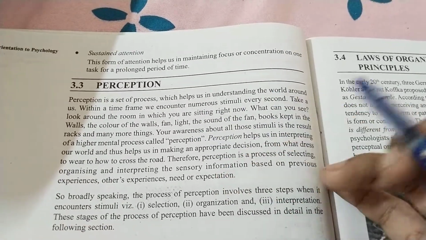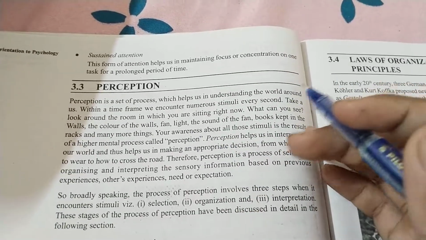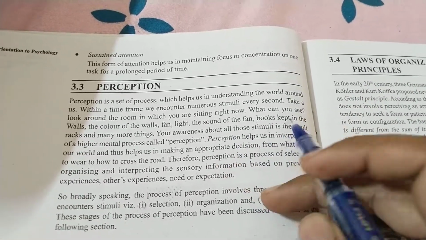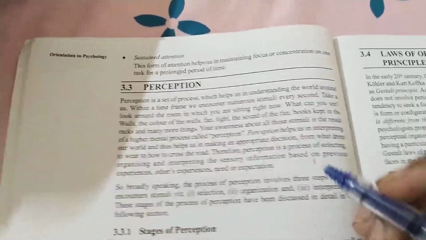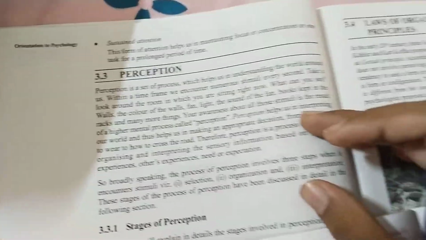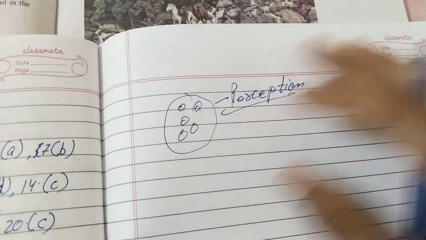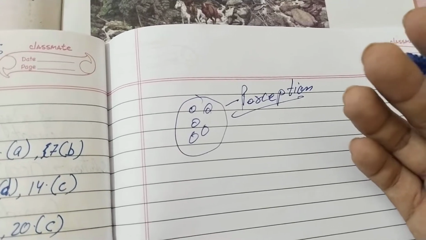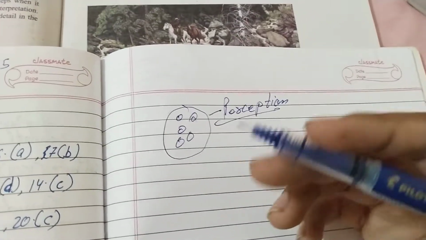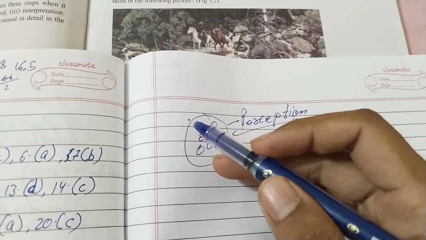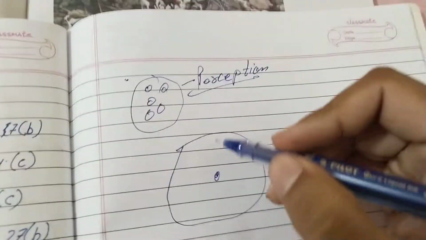Take a look around the room in which you are sitting right now. What can you see? Walls, the color of the fan, the color of the walls, fan, light, and sound of the fan, books kept in the racks, and many more things. Your awareness about all these stimuli is the result of a higher mental process called perception. So you are aware of these things. Like previously we talked about attention, that your attention is on a particular thing. Your attention is on this particular video, you are ignoring all the other things that are happening around you. You have ignored what your mom is cooking, what your dad is reading, what your siblings are doing, what other things are in your room, whether you're feeling a little bit itchy or sweaty. You remove your focus from all of those things, and you put your focus on studying, on one particular thing, and you remove all the other things from your view.